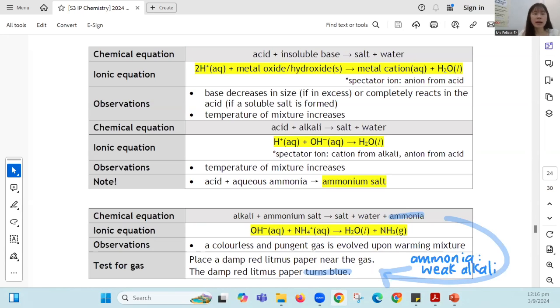Okay, so let's take a look at the mock exam paper, question number 15. Those of you who haven't done it yet, can you take a look at question 15?